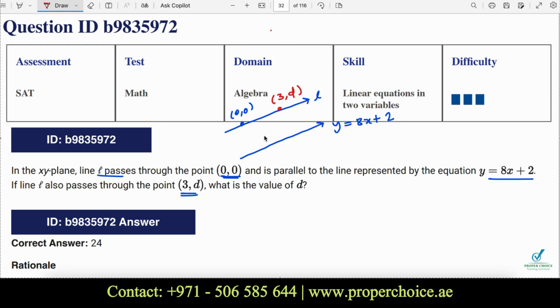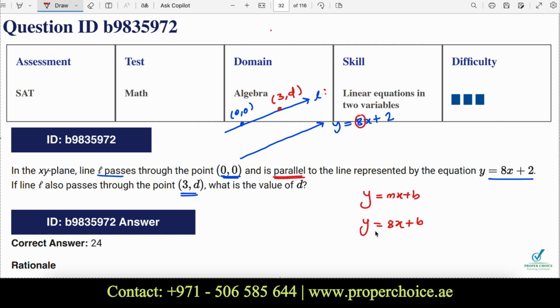Now how are we going to solve it? They clearly give us a hint: the lines are parallel, and we know that parallel lines have the same slope. So the equation of line L becomes y equals, the general equation we write as mx plus b, but as the lines are parallel, their slope should be the same, so the slope of line L will also be 8. Then the equation becomes y equals 8x plus b. b represents the y-intercept.